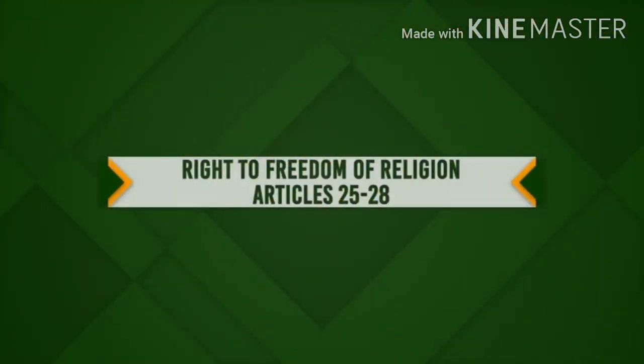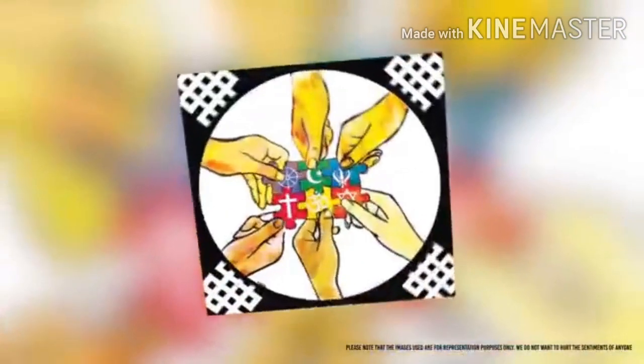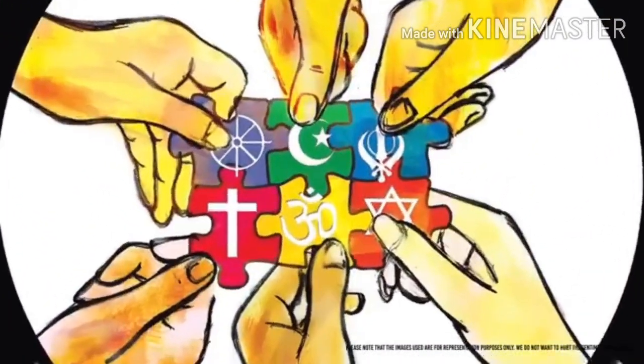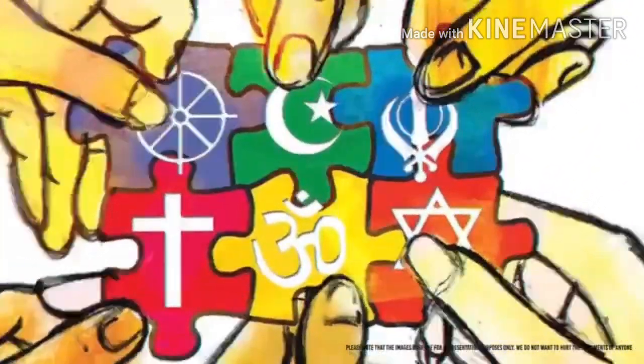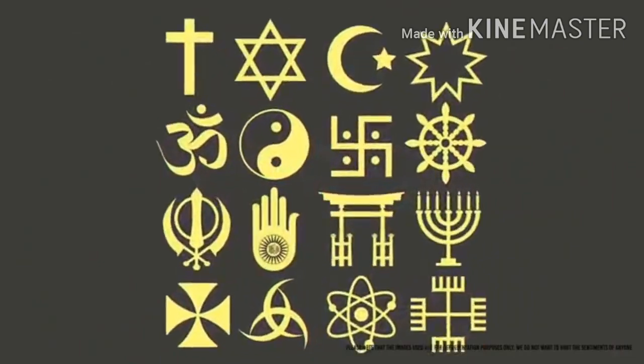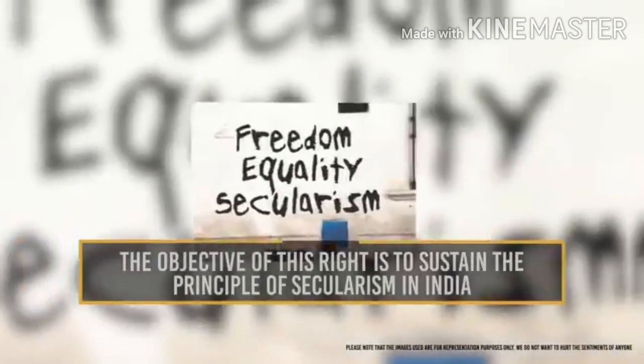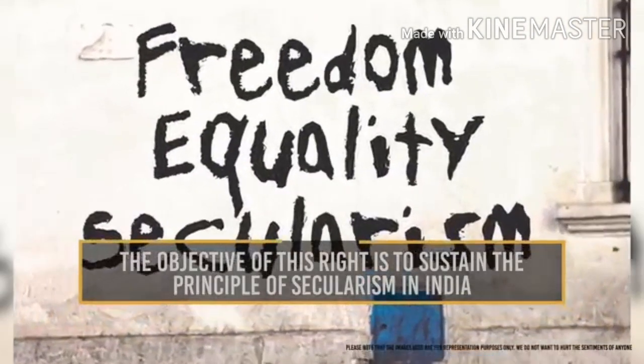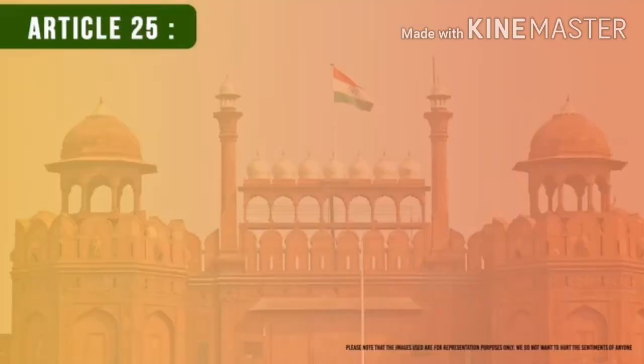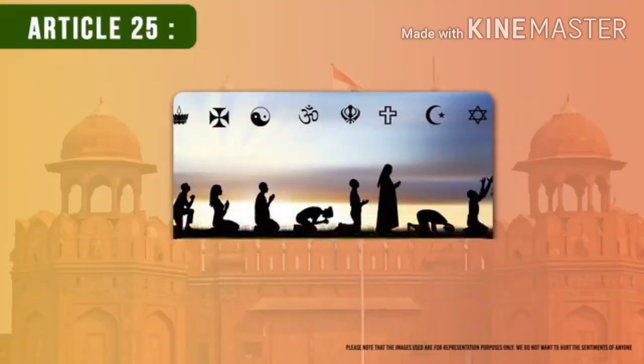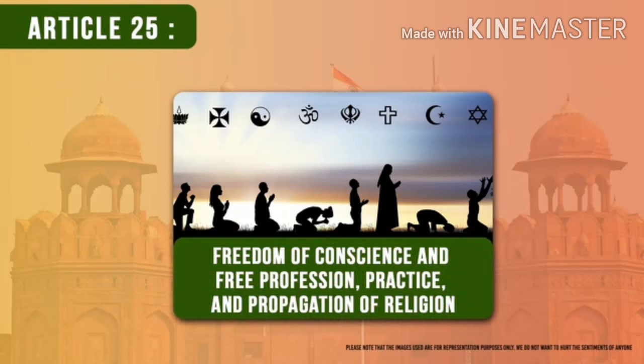4. Right to freedom of religion. The right to freedom of religion, covered in Articles 25, 26, 27 and 28, provides religious freedom to all citizens of India. The objective of this right is to sustain the principle of secularism in India, freedom of conscience and free profession, practice and propagation of religion.